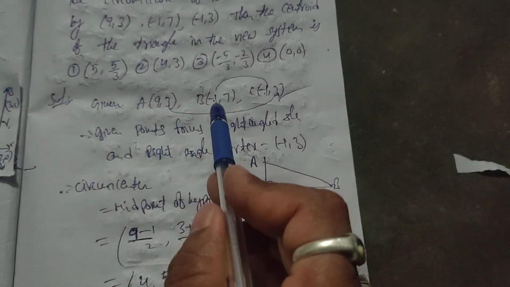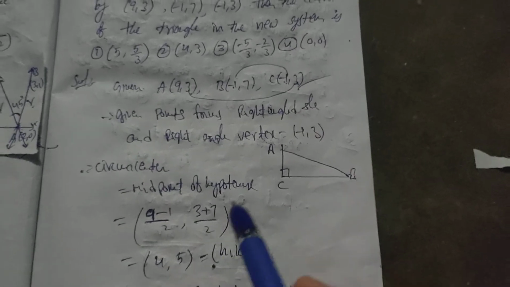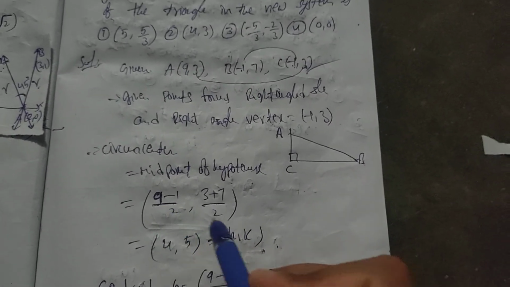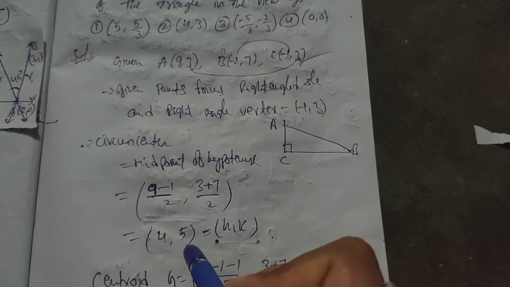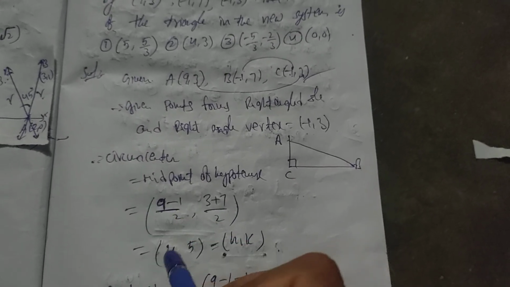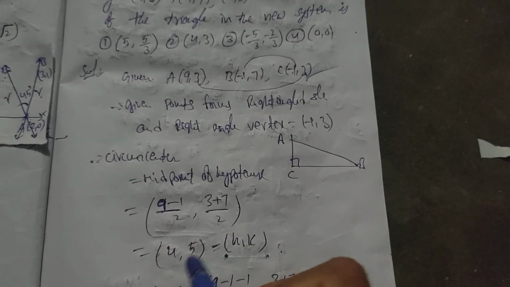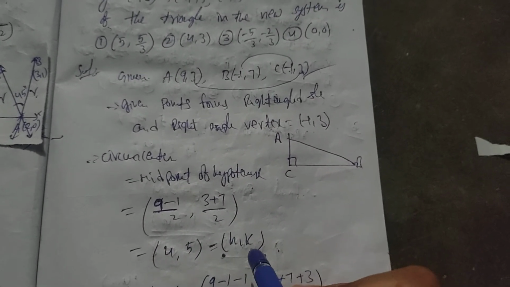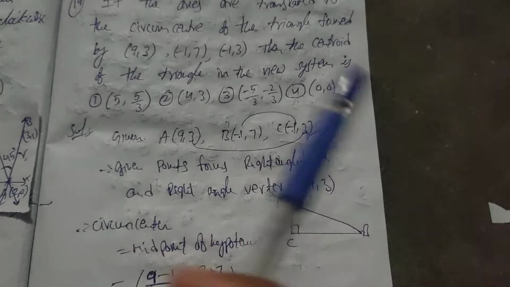So (9 - 1)/2, (3 + 7)/2, that is the midpoint. So (9 - 1)/2 means 8/2, which is equal to 4. 3 + 7, that is 10/2, that is equal to 5. So this is the circumcenter. Now you translate the axis to this point (4, 5), that is you consider (h, k). So now we have to find out the new coordinates of the centroid. First we have to find out the centroid of the given 3 points.